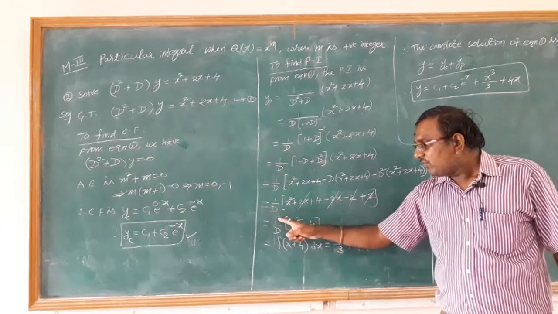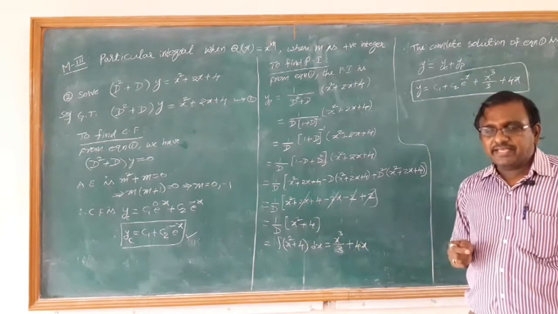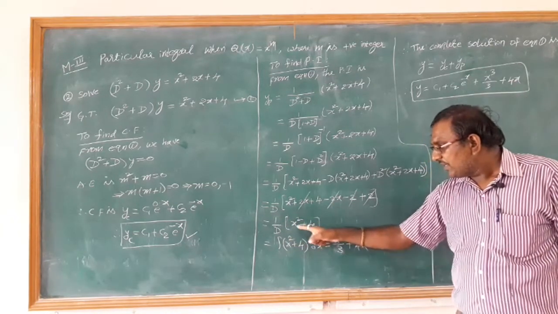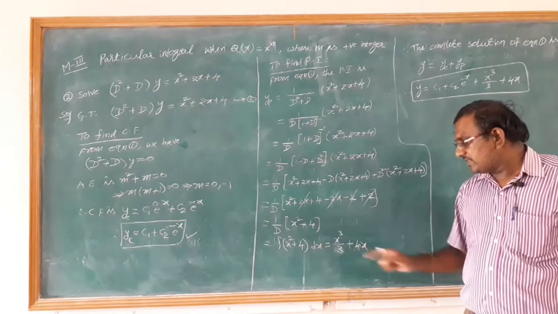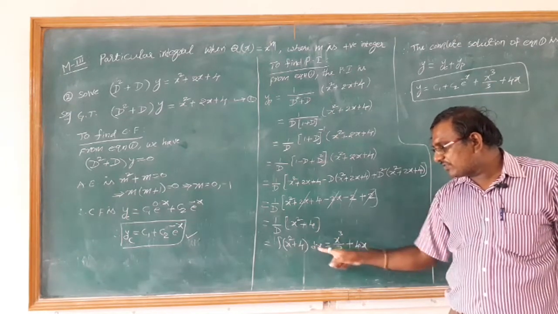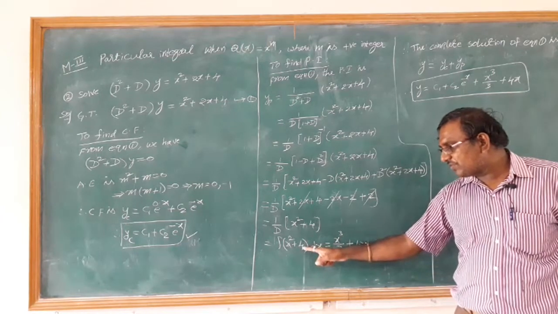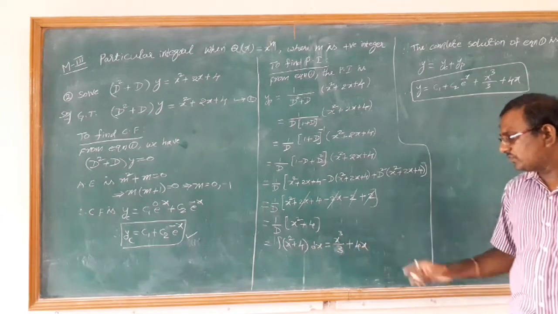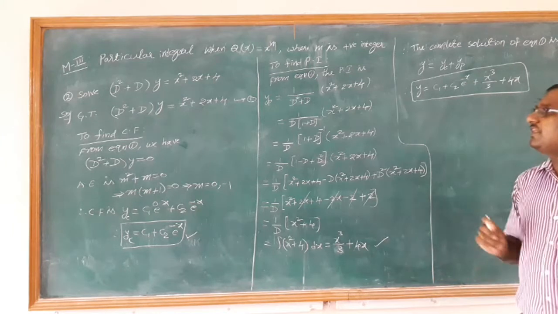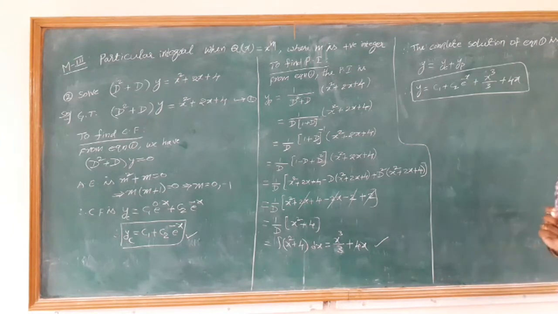We know that 1 by D represents integration. So here the integral of (x square plus 4) dx is equal to, what is the integration of x square with respect to x? x cubed by 3. And what is the integration of 4 with respect to x? 4x. So this is the particular integral of the given linear differential equation.